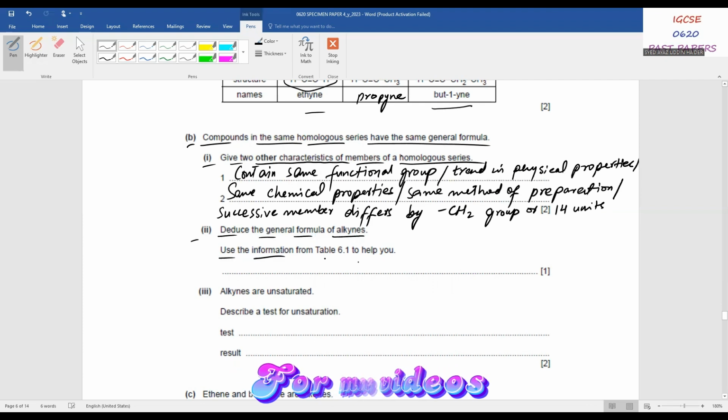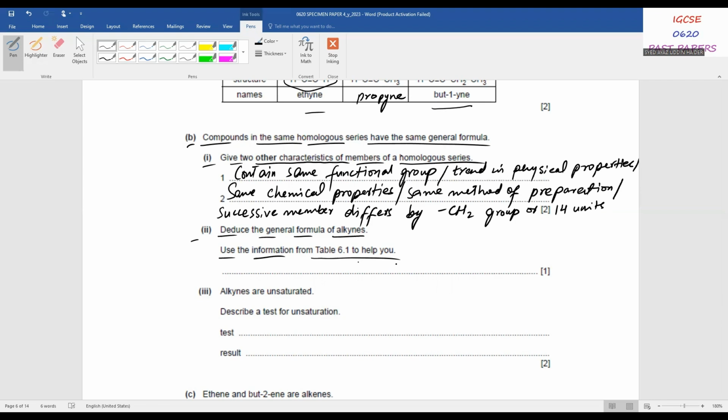Use the information from table 6.1 to help you. Now they are asking you to deduce a general formula for alkynes. Let's write the molecular formula for each member. So we have ethyne, propyne, butyne. Look at the formula, it's C2H2. Next member, C3H4.